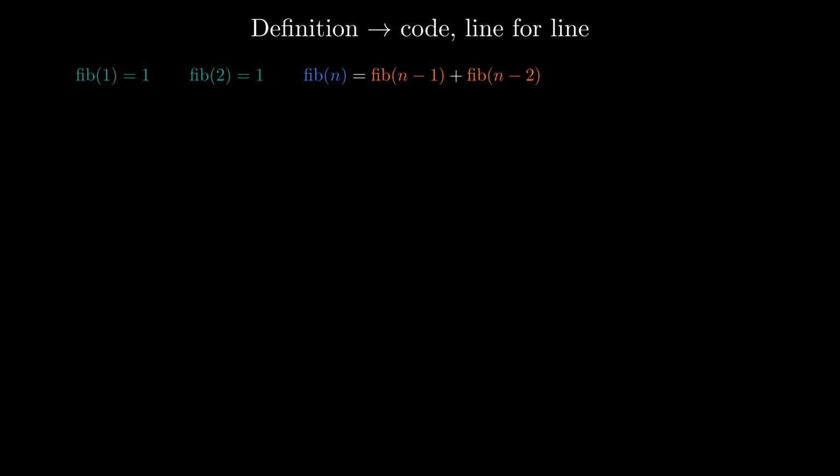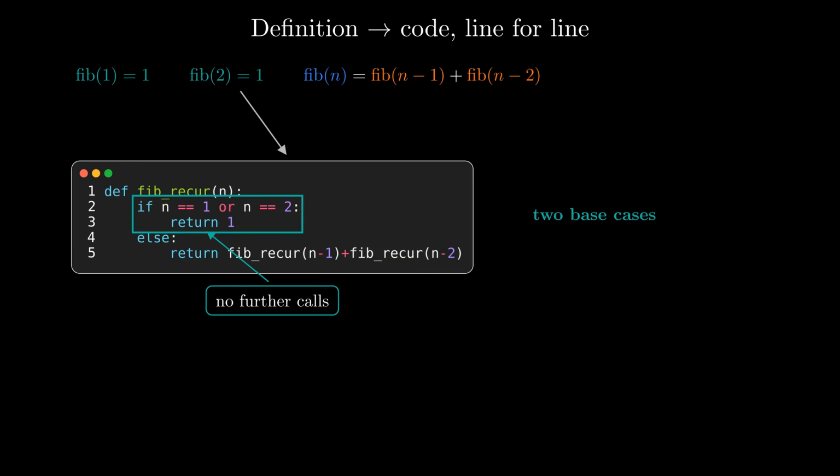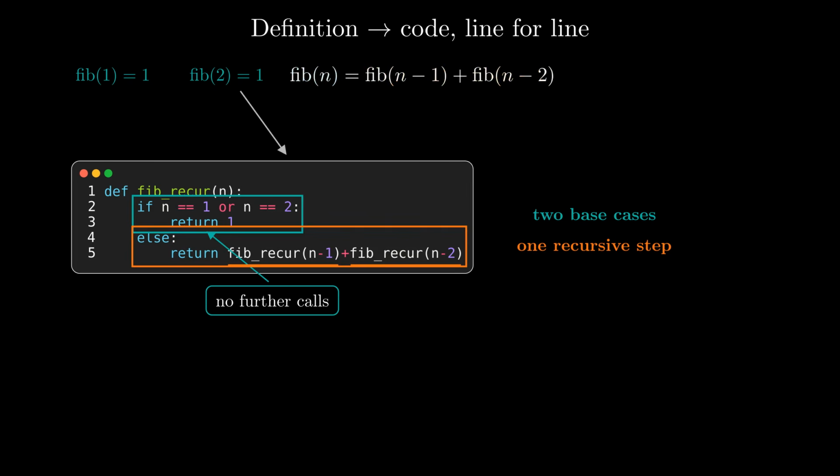Translating the definition into Python is nearly line for line. We define fib_recur of n. If n is equal to 1 or n is equal to 2, we return 1 right off the bat. No calls to make, nothing to invoke. Those are our two base cases. Otherwise, we hit the recursive step. We return fib_recur of n minus 1 plus fib_recur of n minus 2, exactly what the mathematical definition told us to write.